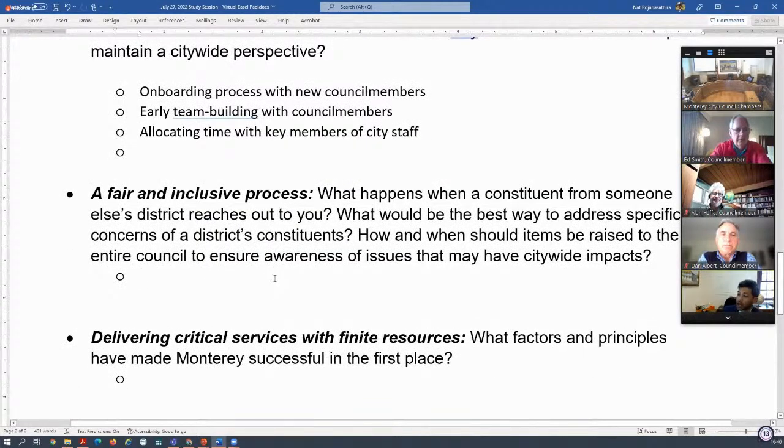Okay. This one is about ensuring a fair and inclusive process. If a constituent from someone else's district reaches out to you, what would be the best way to address specific concerns of a district's constituents? And how and when should items be raised to the entire council to ensure awareness of issues that may have citywide impacts?